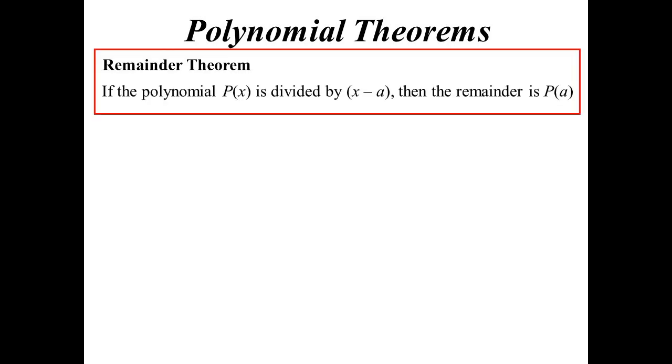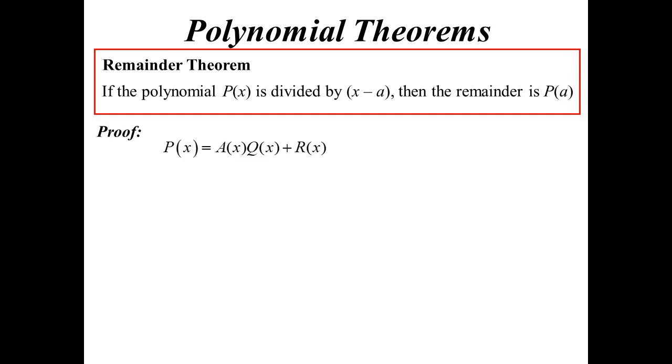Let's look at some polynomial theorems that can save us some time, because polynomial division's okay, but it can be time consuming depending on the size of the polynomial. So first of all, the remainder theorem. If we're dividing by a linear factor, then great. All I've got to do is substitute a into the polynomial. We find out what the remainder is straight away. I don't have to do the whole division.